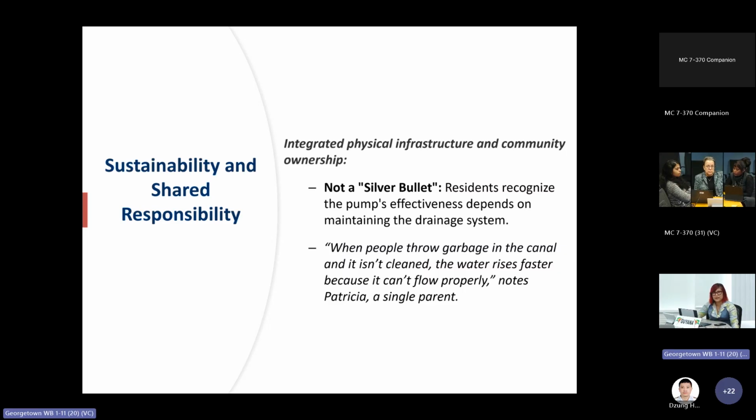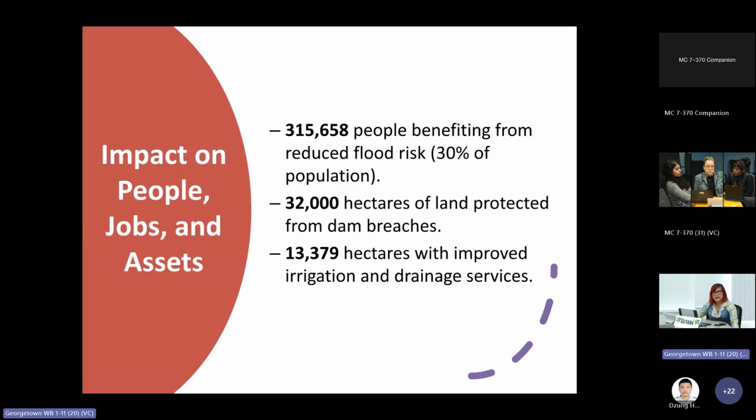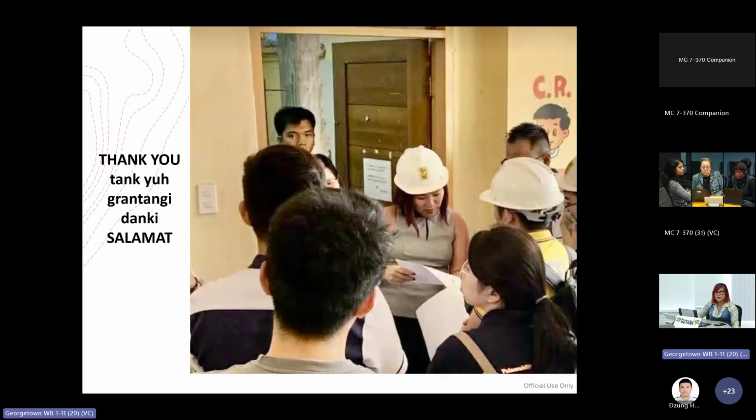also involved in this. So just finally in terms of the impact, the number of people benefiting is about over 30% of the population, more than twice the population of the capital, Georgetown. A very massive land area that has been protected from dam breaches, and of course, areas with improved irrigation and drainage services. So I will stop there. Thank you very much.